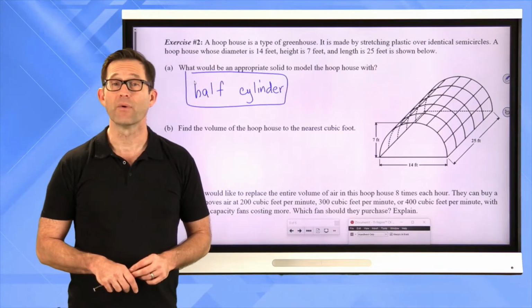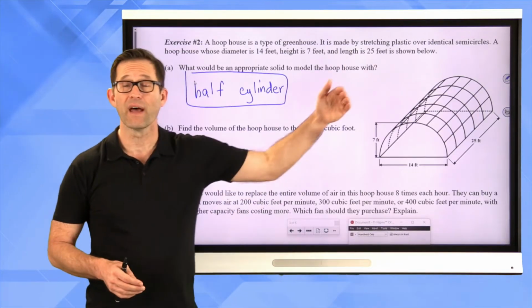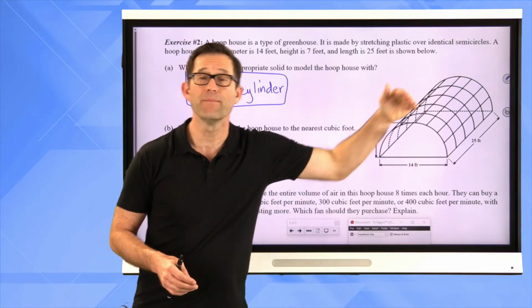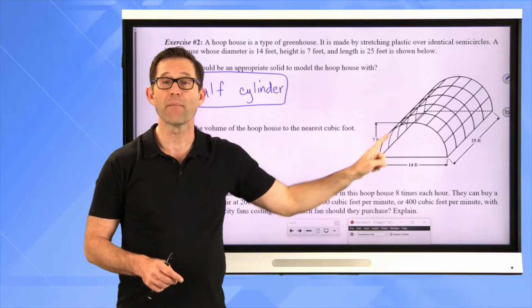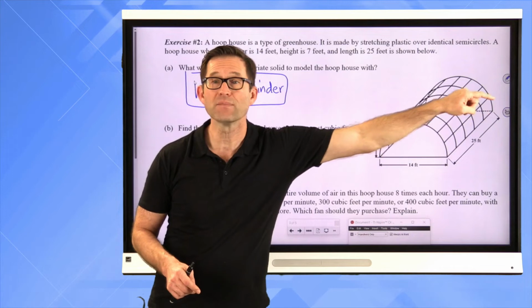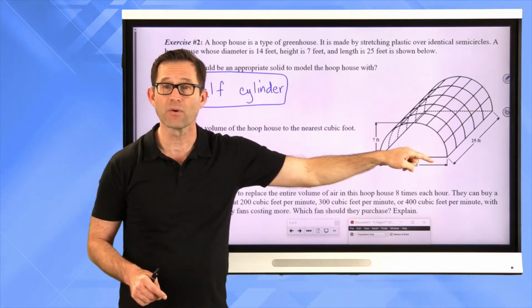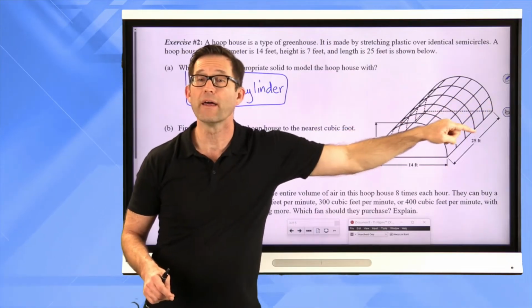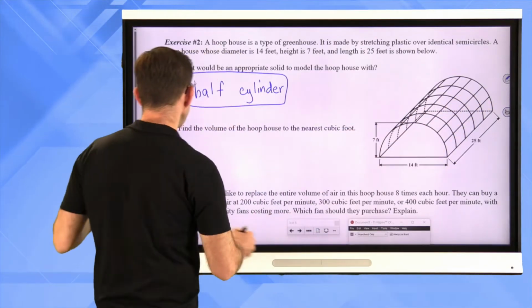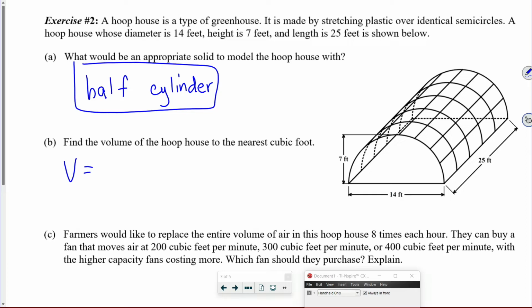Well, keep in mind that the volume of anything that has a constant cross-sectional area will be the area of that particular face times the depth. So I just need to figure out the area of that semicircle, and then multiply it by the depth. First the area of the semicircle. Since it's a semicircle, it's going to have 1/2 pi r squared times h.